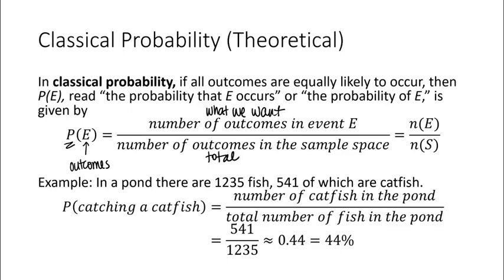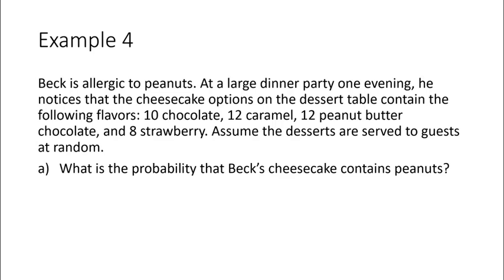So picking up with example 4, Beck is allergic to peanuts. At a large dinner party one evening, he notices that the cheesecake options on the dessert table contain the following flavors: 10 chocolate, 12 caramel, 12 peanut butter chocolate, and 8 strawberry. Assume the desserts are going to be served to the guests at random. So what's the probability that Beck's cheesecake contains peanuts? We're looking for the probability that there are peanuts.